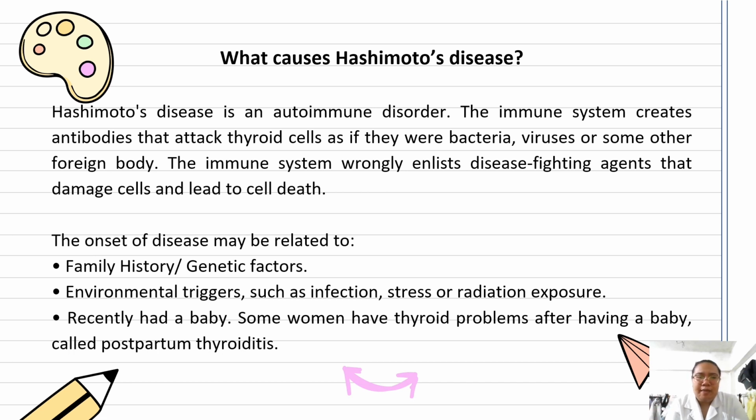The primary treatment of this is thyroid hormone replacement. Some women have thyroid problems after having a baby, which is called postpartum thyroiditis. With postpartum thyroiditis, the thyroid often returns to normal within 12 to 18 months after the symptoms start. But if you have a history of postpartum thyroiditis, the risk is higher for developing permanent hypothyroidism.